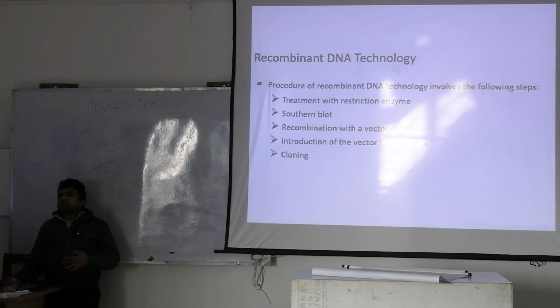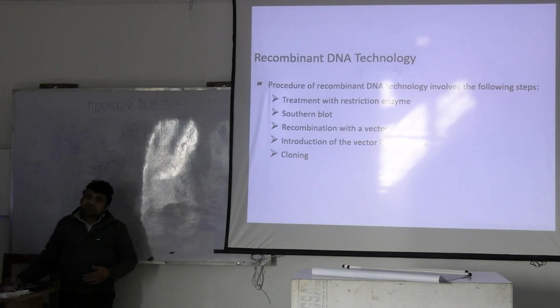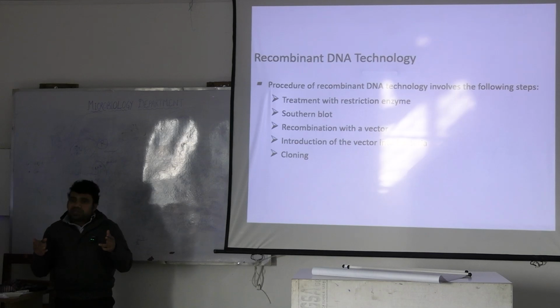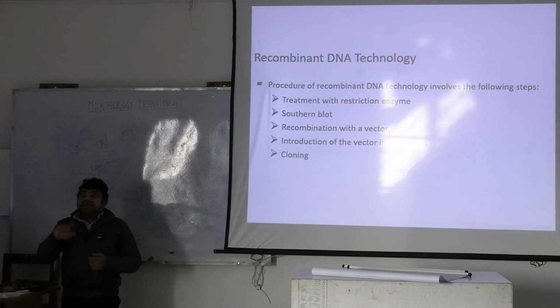What are those? First is treatment with restriction enzymes. What are restriction enzymes? They can cut the nucleic acid. Okay. Then we can do blotting. What is blotting? What is done with nitrocellulose paper? Identification is done based on the length of the genetic sequence, how many kilo base pairs, right?